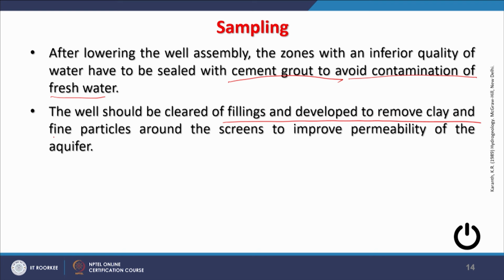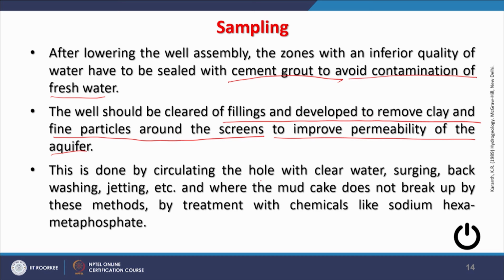And wells should be cleared of fillings and developed to remove clay and finer particles around the screen to improve permeability of the aquifer. So, finer particles should be removed, either by water or air, especially by putting water and running for a long time, all the finer materials will come out. What is done basically after the drilling, temporarily a pump is installed and water is taken out for a very long time. Initially you would get water with a lot of relatively large and very fine sediments or material, but after running for 10-12 hours you would start seeing that the water is coming very fresh.